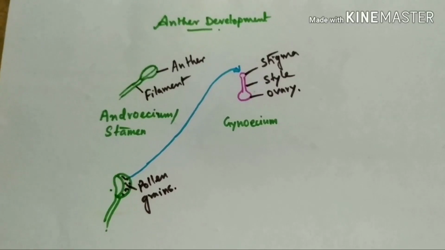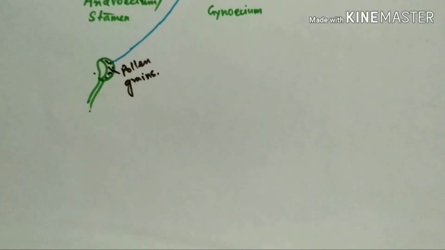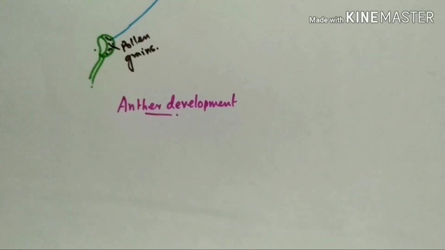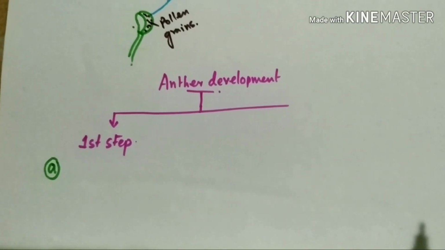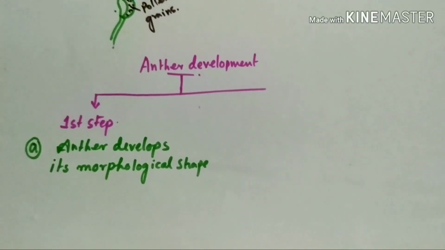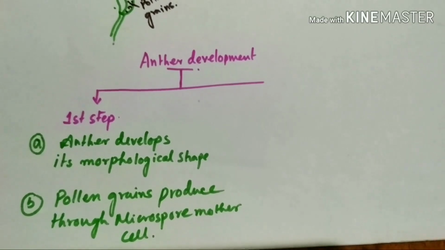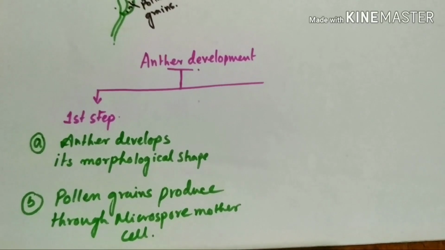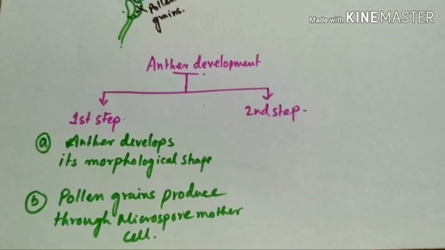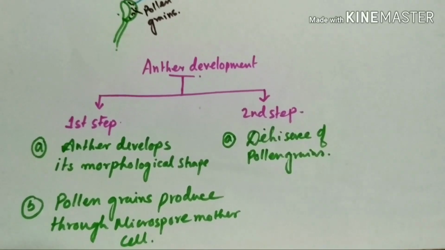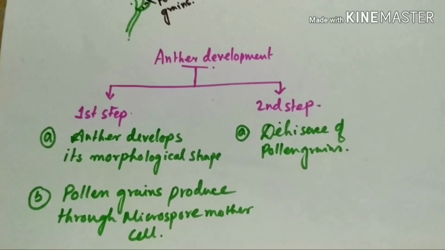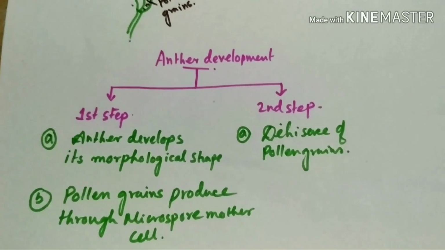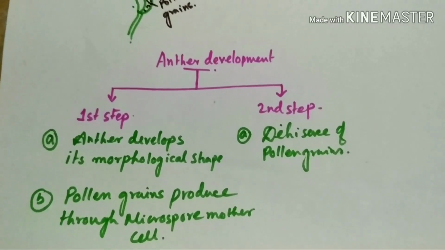Now, at first, anther development. How is the anther developed? Anther development occurs in two steps. In the first step, the anther develops its morphological shape. Then pollen grains are produced through microspore mother cells. And then in the second step, dehiscence of pollen grains occurs. So, in this video, I will discuss the first step, that is, the anther develops its morphological shape, and then pollen grains are produced through microspore mother cells.